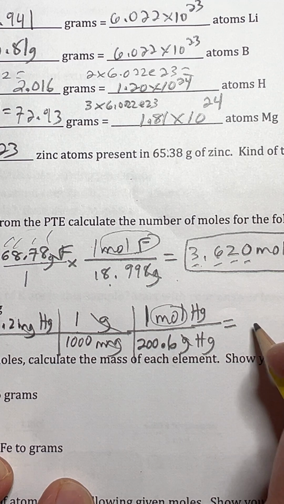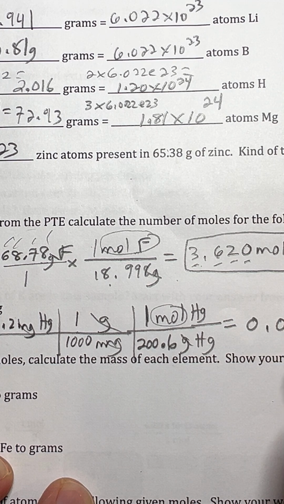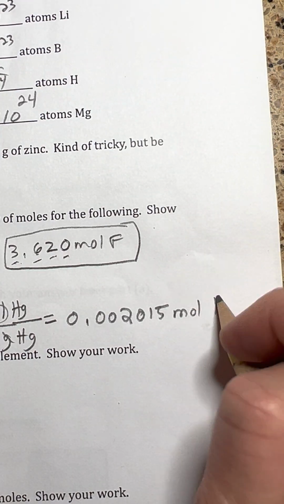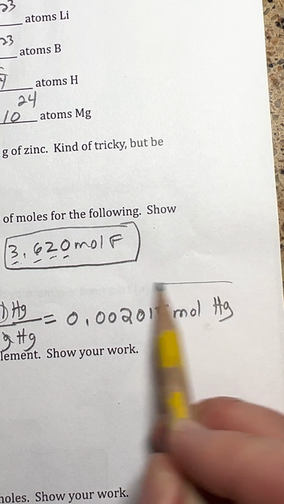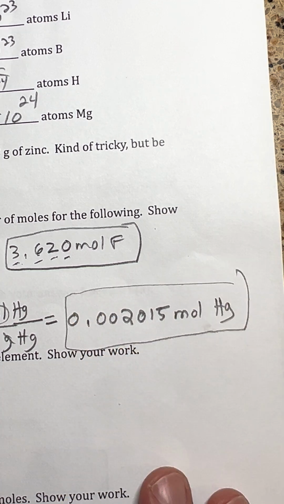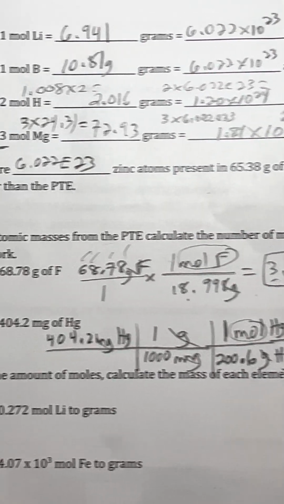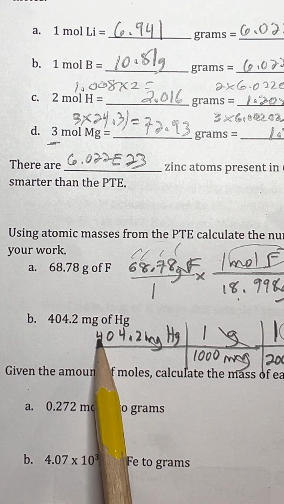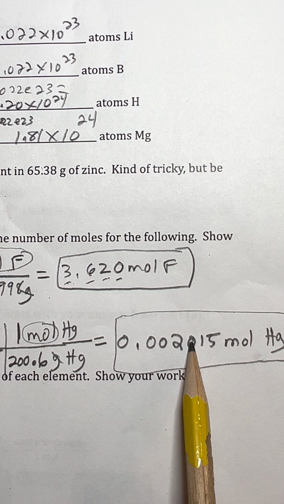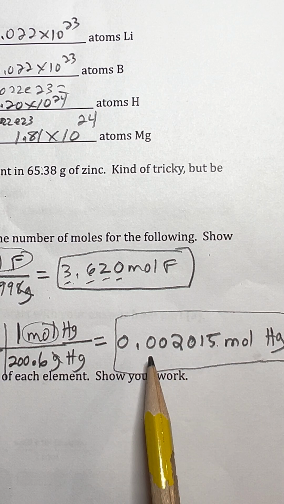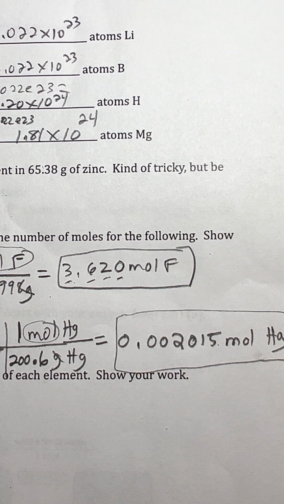And the number is 0.002015 moles of mercury. Mercury is Hg, mercury, that's the way it ought to be. I should have been a chemistry cheerleader. So I started with 4 sig figs, 1, 2, 3, 4. I have to end with 4 sig figs, 1, 2, 3, 4. Those zeros are leading zeros, they don't count. Let's move on to the next one.